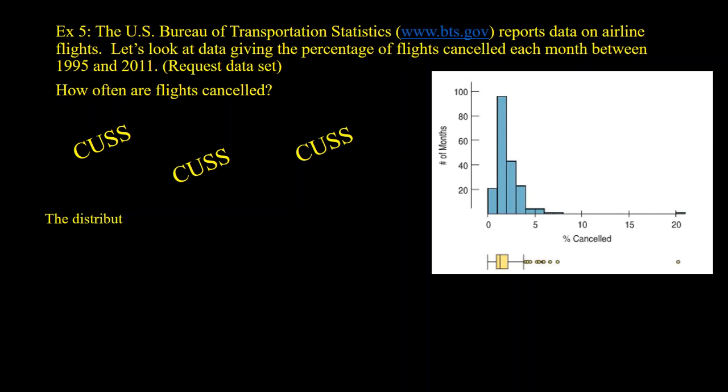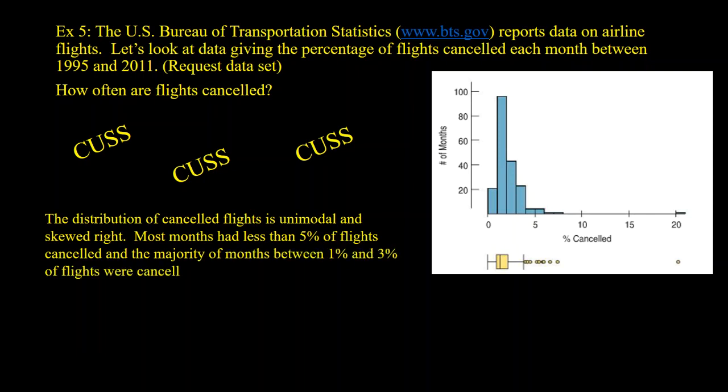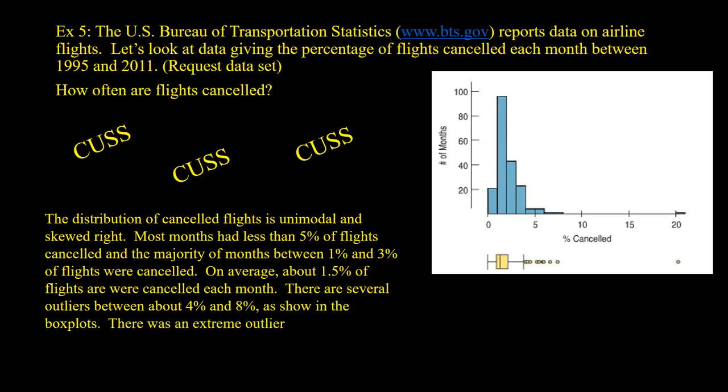The distribution of canceled flights is unimodal and skewed right. Most months had less than 5% of flights canceled, and the majority of months between 1% and 3% of flights were canceled. On average, about 1.5% of flights were canceled each month. There are several outliers between about 4% and 8% as shown in the box plots. There was an extreme outlier of around 20%, which turns out to be from September of 2001.